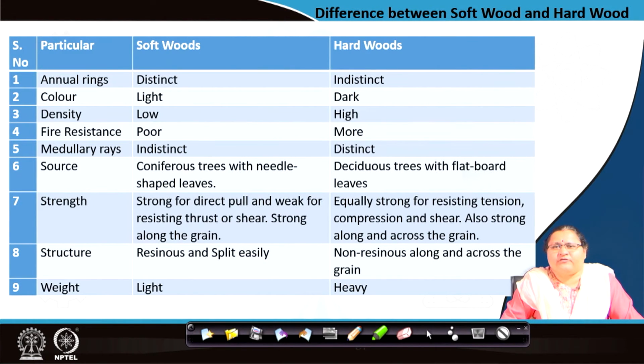Structure wise, softwood is a bit resinous and can split away. So, it may split along its annual ring, whereas hardwood does not. That is why you see annual rings are distinct in case of softwood, whereas in case of hardwood they are not so distinct. They are very similar, they have gone through years and it has got transformed, whereas annual rings in case of softwood are distinct and they split easily.